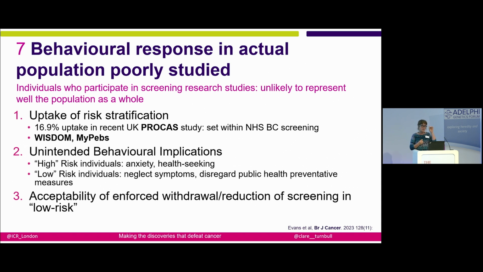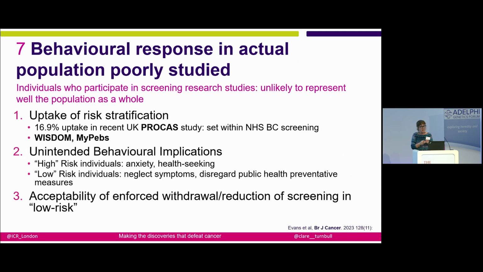We don't know, if you tell people that they're at elevated risk of X or low risk of Y, what the impact will be on their health behaviour. Will people at elevated risk of X be anxious? Will they seek more interventions? Will the people who've been told that they're at low risk of breast cancer or cardiovascular disease neglect symptoms? Will they neglect public health preventative measures? All of these are really quite unknown.